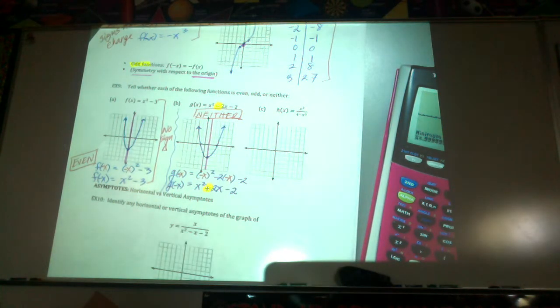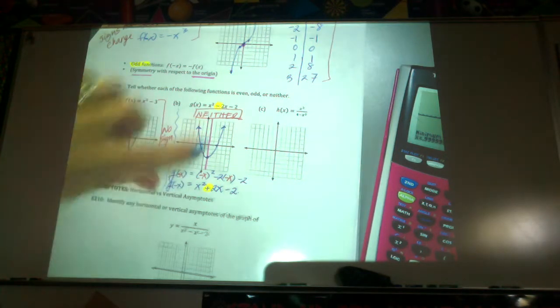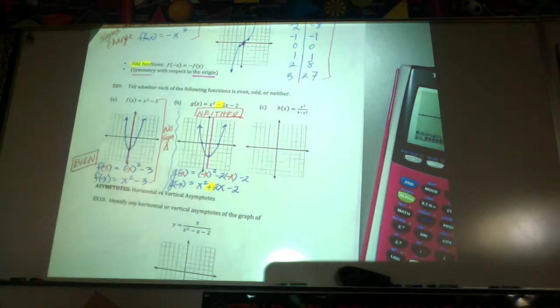So that is not the y-axis, so it makes sense that it's neither. Nor is it symmetrical to the origin. There's not even a point at the origin. It doesn't have to have a point at the origin, but I cannot do any reflections on that graph and make it reflect onto itself. It's just not going to happen.